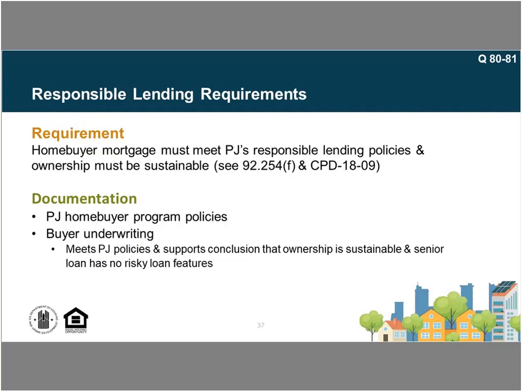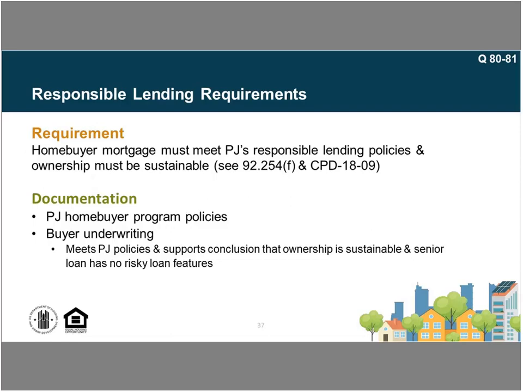So we want to make sure we have sustainable front and back ratios. And then we want to make sure that our responsible lending policy is identifying risky loan requirements. So we want to identify what we are not, as a PJ, going to allow, because we think that these things are risky loan requirements. So we're not going to allow interest rates above the market, we're not going to allow high fees, we're not allowing balloon payments, and we're not going to allow mortgage life insurance.